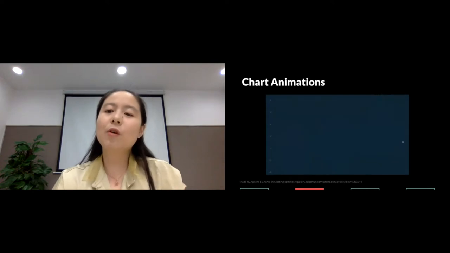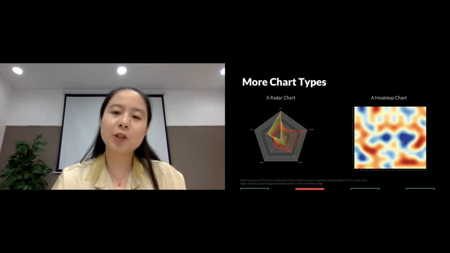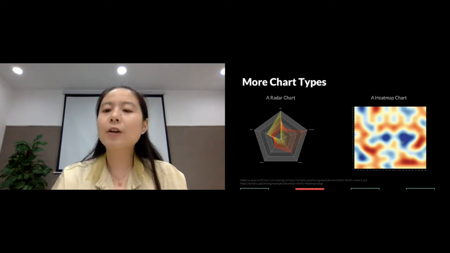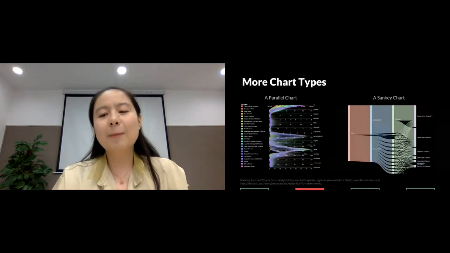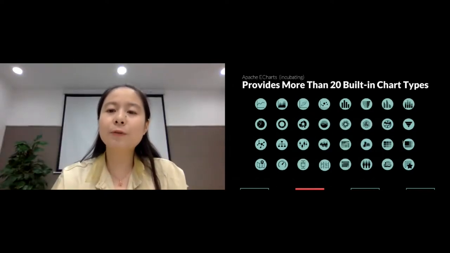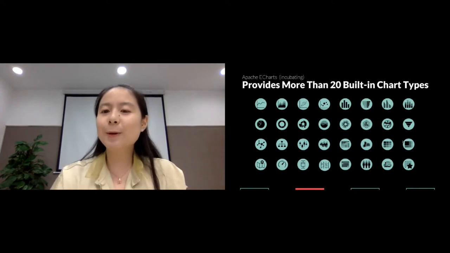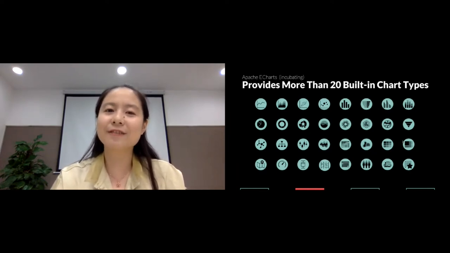More chart types were supported at this stage. Take Apache ECharts for example. We have radar charts, heat map charts, parallel charts, Sankey charts, and so on. In fact, Apache ECharts provides more than 20 built-in chart types, and there are community-made extensions to further increase this number. By providing a large number of chart types, it is more flexible for developers to make different charts for different data and scenarios.